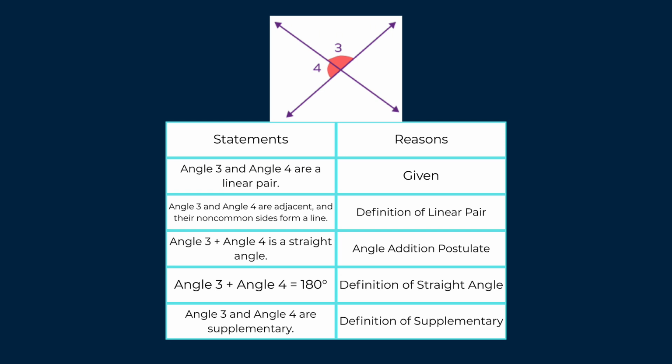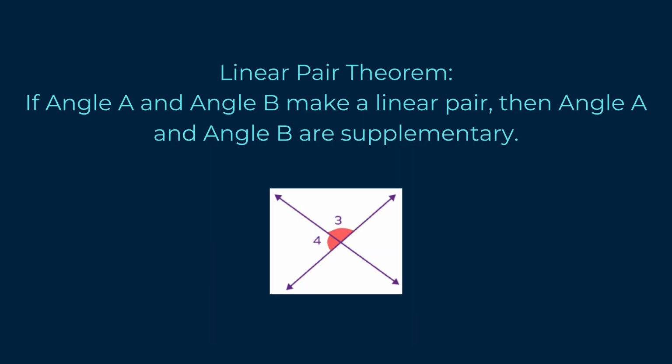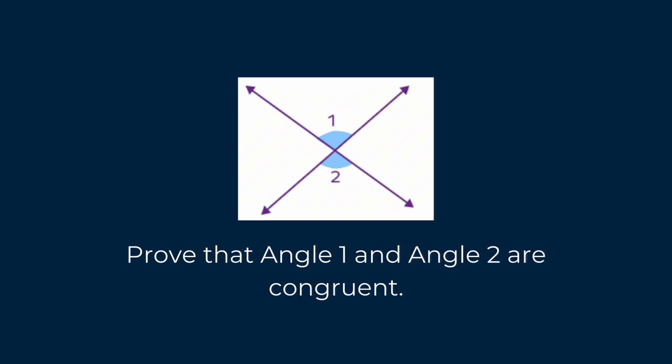Now, vertical angles are a little different. As you can see here, here's the linear pair theorem. If angle A and angle B make a linear pair, then angle A and angle B are supplementary. But now that we've learned the linear pair theorem, we can use this to prove the vertical angles theorem, because we have already defined the shortcut. So now we can use the shortcut, and one of the ways that we'll use the shortcut is in the vertical angles theorem. Prove that angle 1 and angle 2 are congruent. I'll give you a moment, pause now.